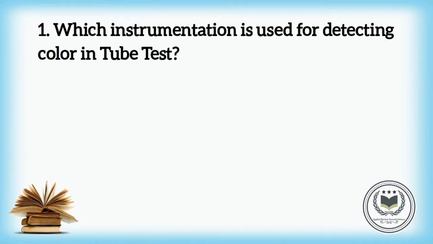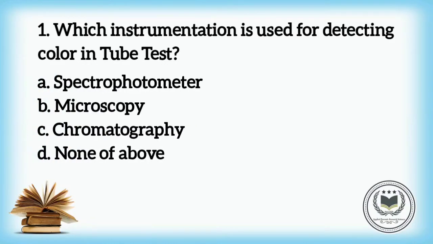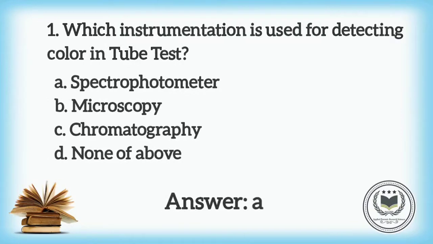So the first question is, which instrumentation is used for detecting color in tube test? Option A, spectrophotometer. B, microscopy. C, chromatography. D, none of the above. And the correct option is A, spectrophotometer.